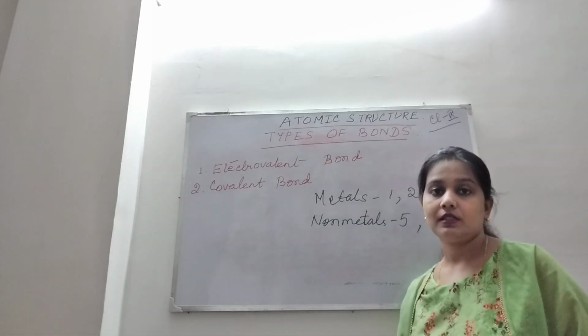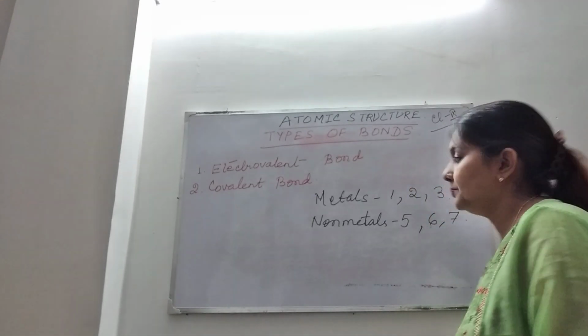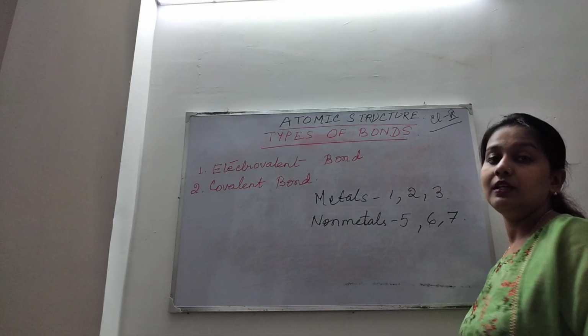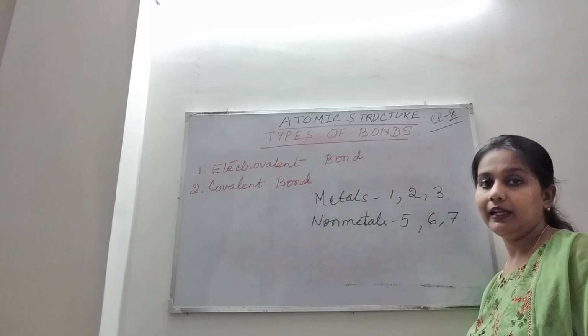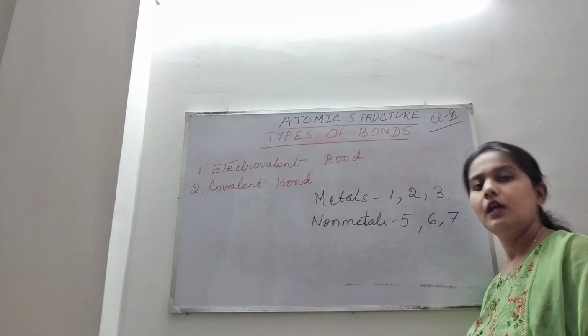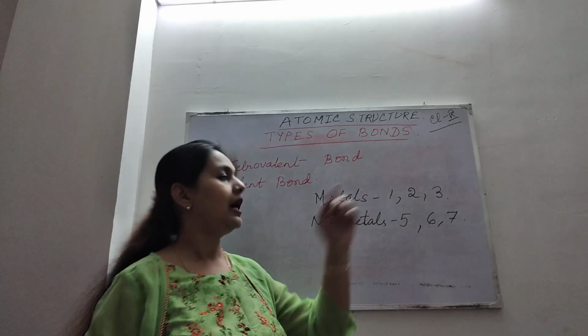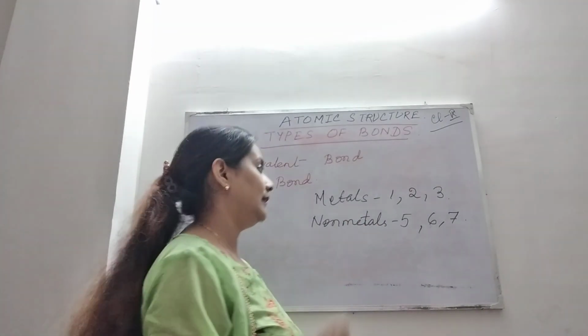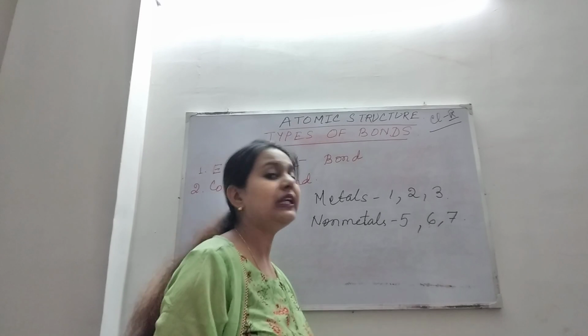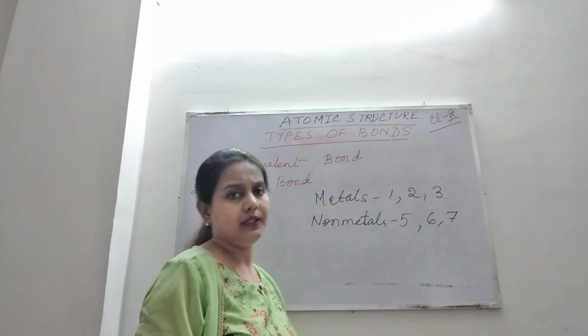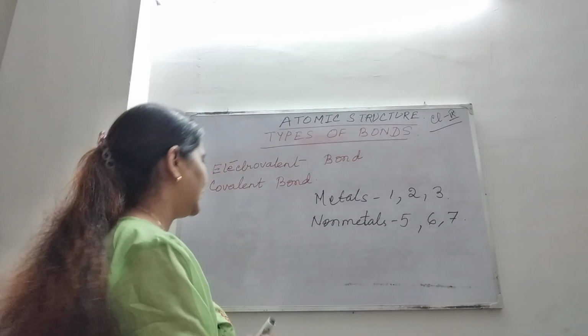Which are the elements which take part in this kind of bond? We know there are certain elements called metals and certain elements called non-metals. Which are the elements which are called metals? See, these metals are the ones which have got 1, 2 and 3 electrons in the valence shell. What do I mean by the valence shell?